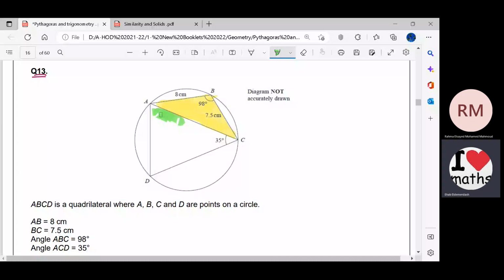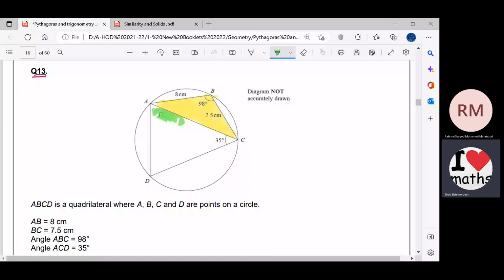Let's now work on the second part. They are asking me in this shape to work out the perimeter of the quadrilateral. The meaning of perimeter is they need the four sides of the quad. Okay, I have a problem, and all of you have a problem. What is my problem? I need to find a side length.